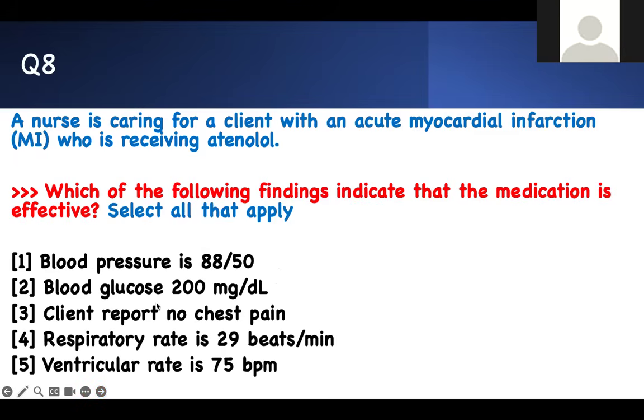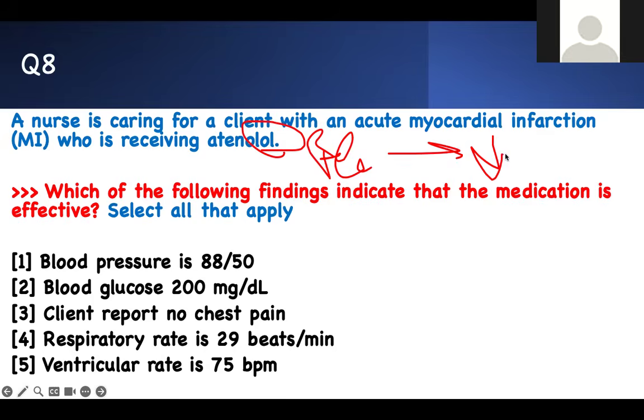Next, medication. A nurse is caring for a client with acute myocardial infarction, that's MI, who is receiving Atenolol. I don't know what this medication is, but we already discussed it. And we said what? It has a lol at the end. Based on that, we've seen the beta blocker. Lols are beta blockers. And what they're going to do is slow down your heart.